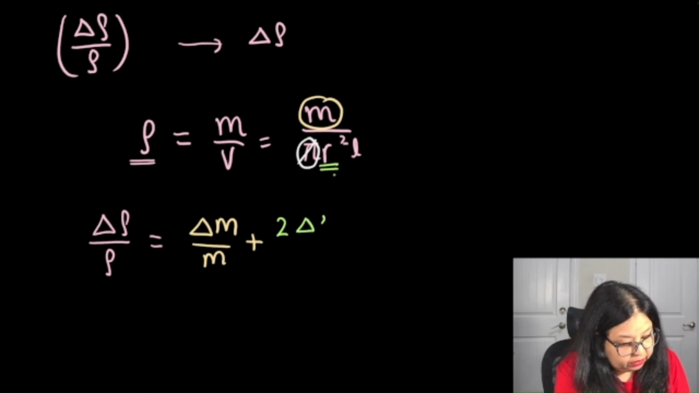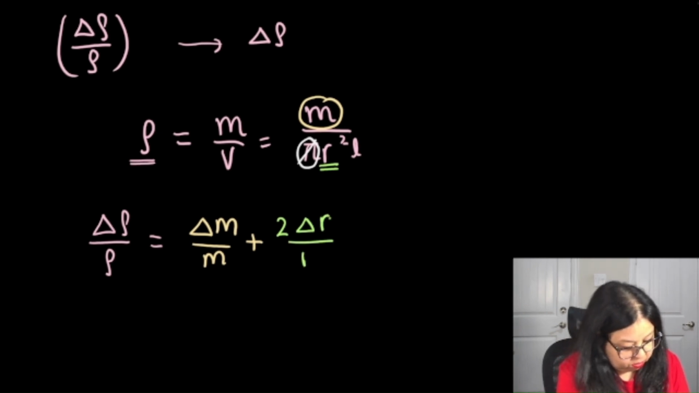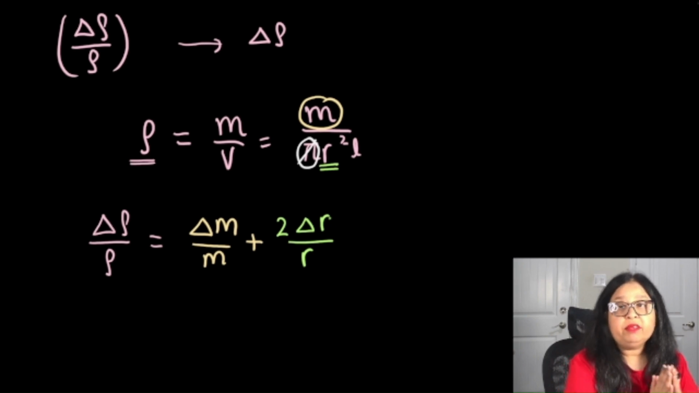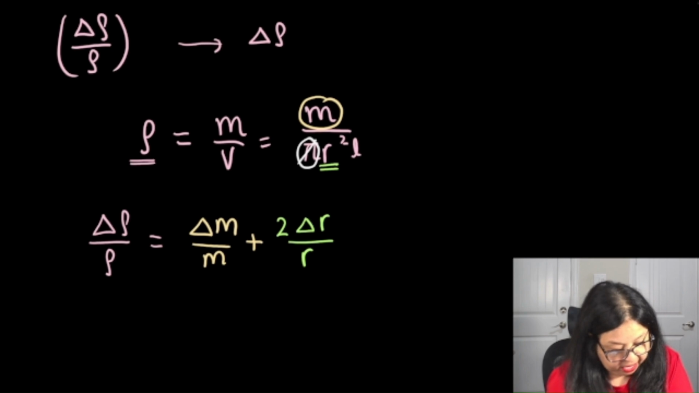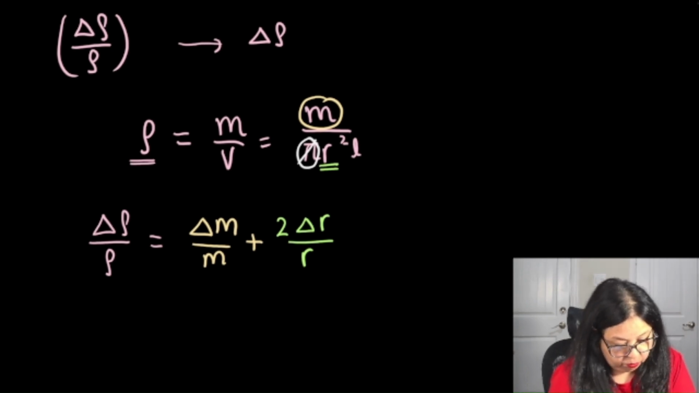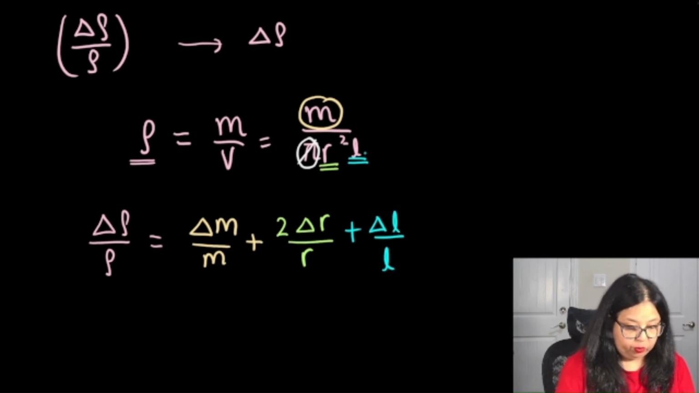Moving on to r squared next. It will give you 2 delta r. That's a very, very bad looking r. We fixed it. This is 2 times the relative error in the radius plus. Last but not the least, we have this length over here, the relative error in the length.